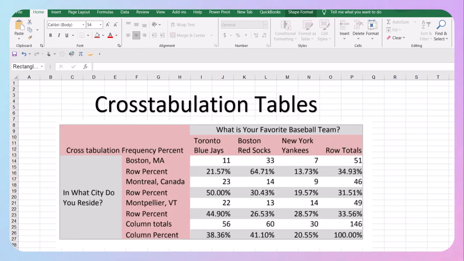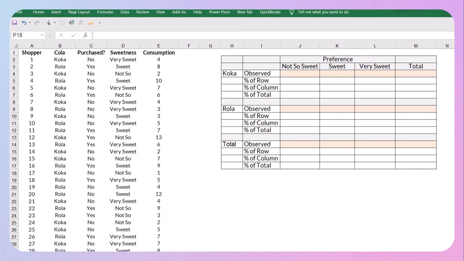Hey everybody, it's Professor Williams, and I'm going to walk you through a cross-tabulation table that has row and column percentages. I have information from a consumer survey with 50 respondents, and they were asked their cola preference, whether or not they'd purchased, and their sweetness. We're going to create a cross-tab table with brand and sweetness preference as our two variables.